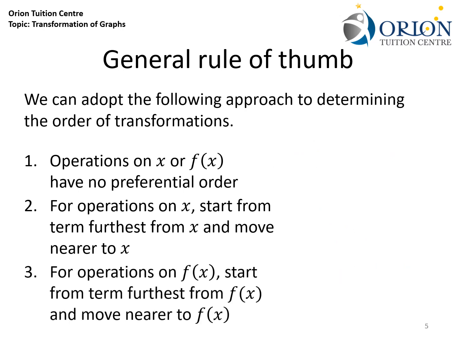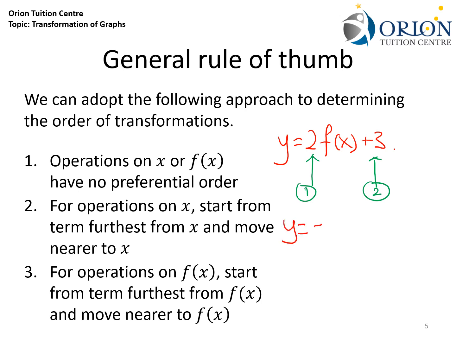Number 3, for operations on f(x), we follow the opposite rule. We start from the term nearest to f(x) first and progressively move away from f(x). For example, if we have the function y = 2f(x) + 3, we will start from the 2 first and perform a scaling with a factor of 2, followed by the 3, which is a translation 3 units in the positive y direction.